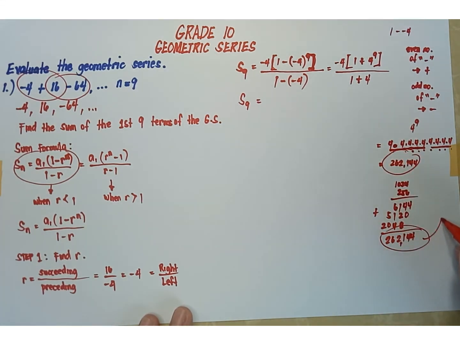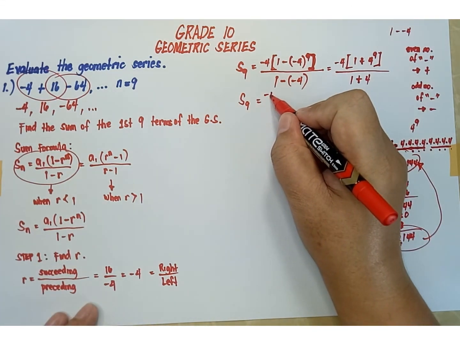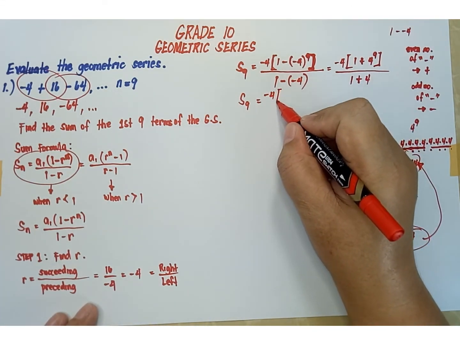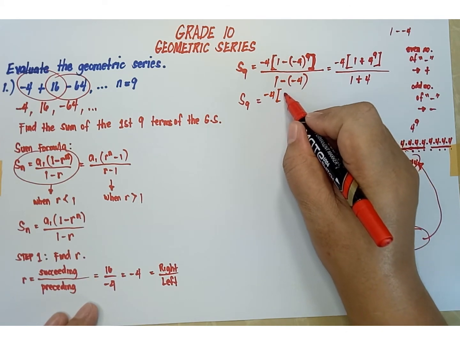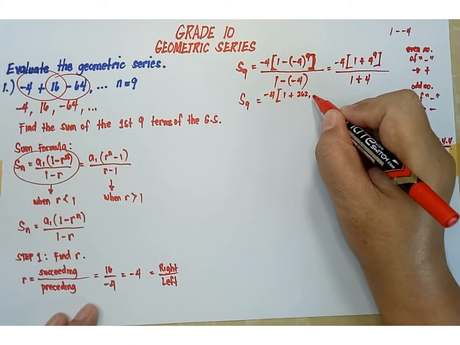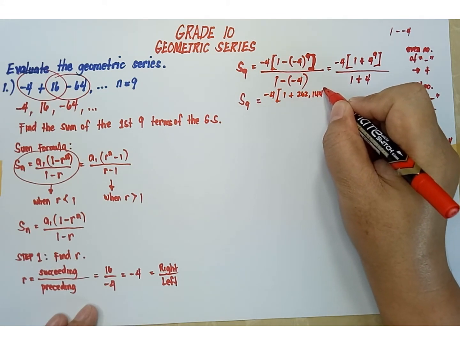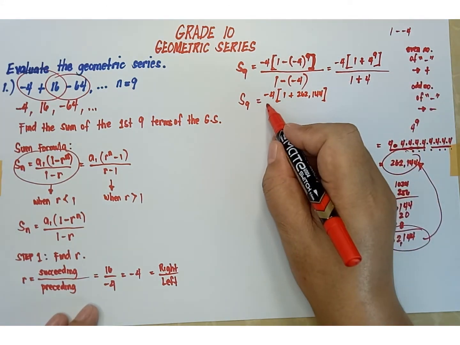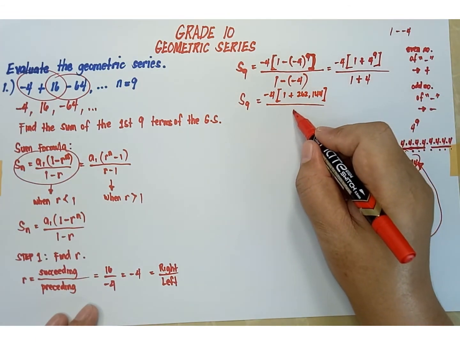Manageable pa naman ito kahit hindi gumamit ng calculator. So it's negative 4 times the quantity 1 plus 262,144, all over 1 plus 4 is 5.